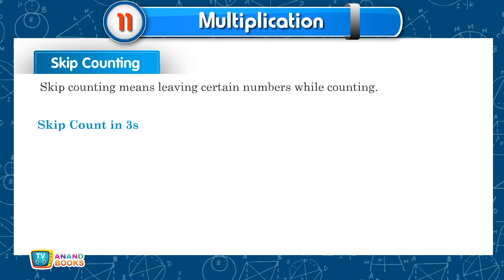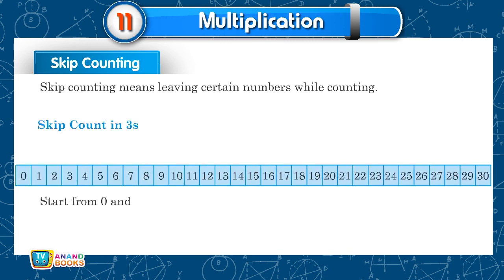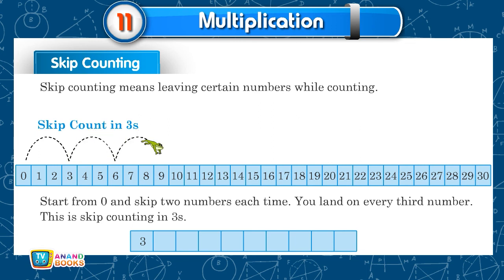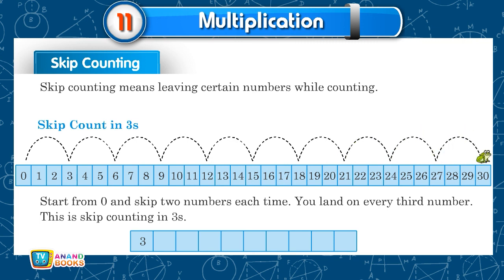Skip count in threes. Start from 0 and skip 2 numbers each time. You land on every third number. This is skip counting in threes. List the numbers you land on.